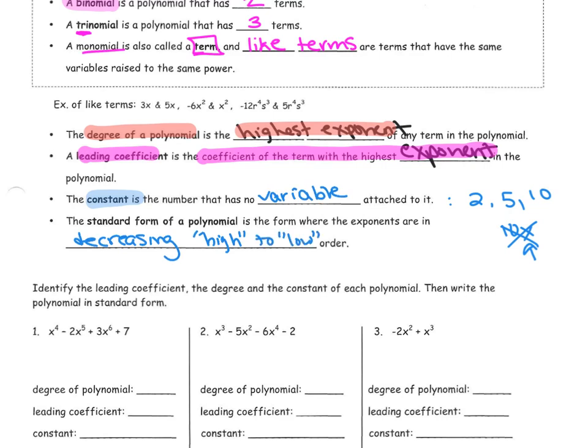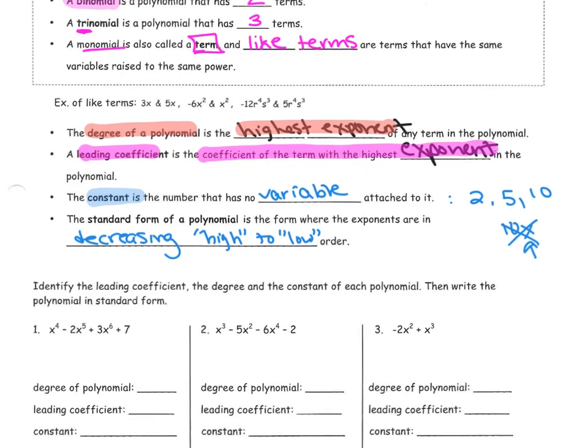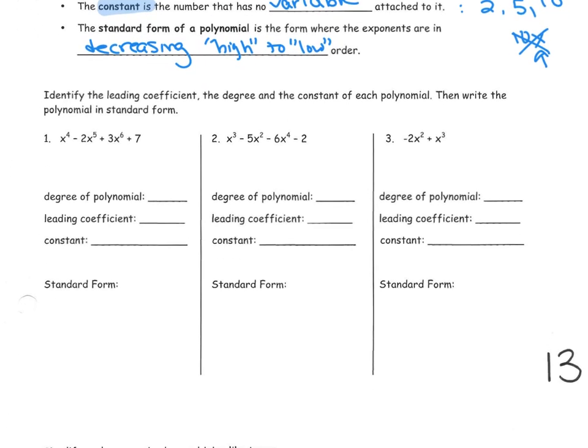Okay, all definitions that you should already be aware of. So let's take a look at some examples. For the first example, I want to rewrite this in standard form. I want to know the degree, the leading coefficient, and then the constant. So for the degree, we want to look for the highest exponent, and I see it right there. It's a 6.